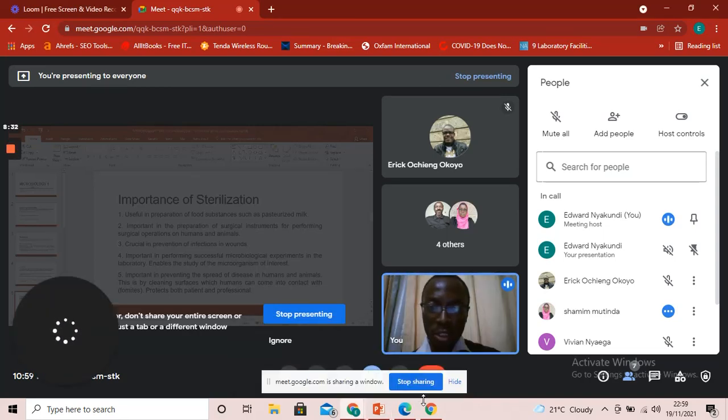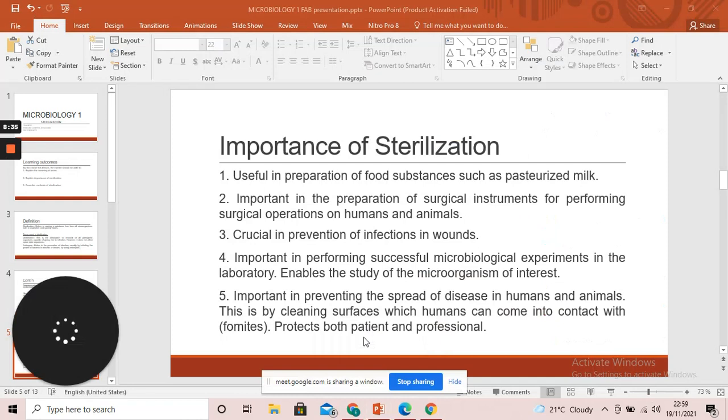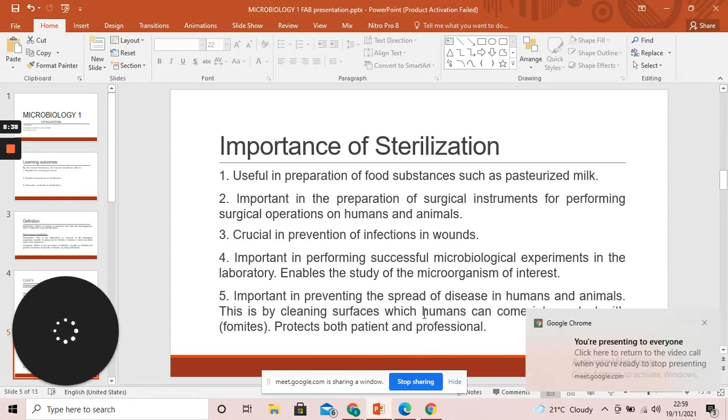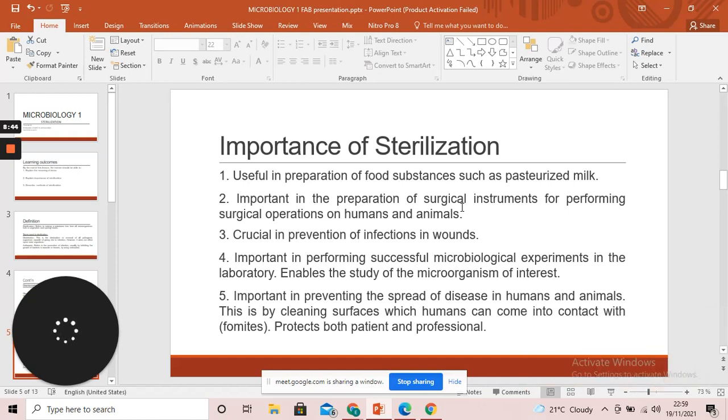I can say pasteurization is the process where we heat milk to a temperature that is not necessarily above 100 degrees Celsius, but just below, which is just enough to kill the microorganisms but not to destroy the food substance itself, which is the milk. It does not necessarily make the milk sterile, but it does kill most of the microorganisms.